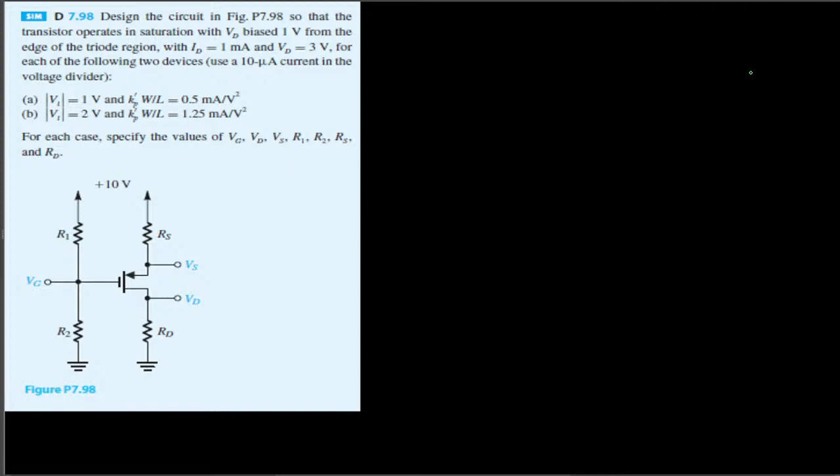Here's the question: design the circuit in figure P7.98 so that the transistor operates in saturation with VD biased 1 volt from the edge of the triode region. ID is equal to 1 milliampere and VD is equal to 3 volts for each of the following two devices. Use a 10 microampere current in the voltage divider.